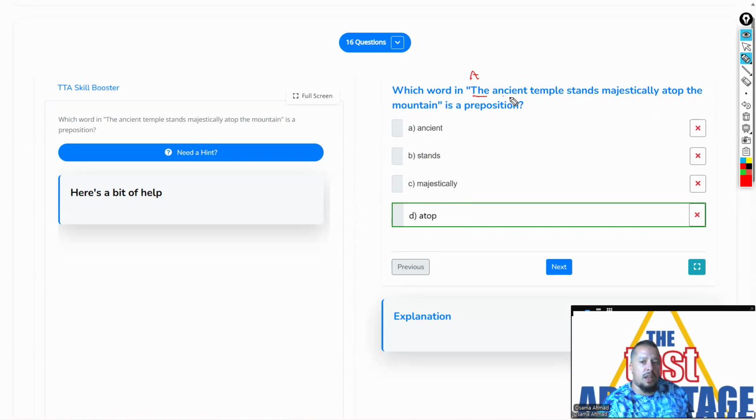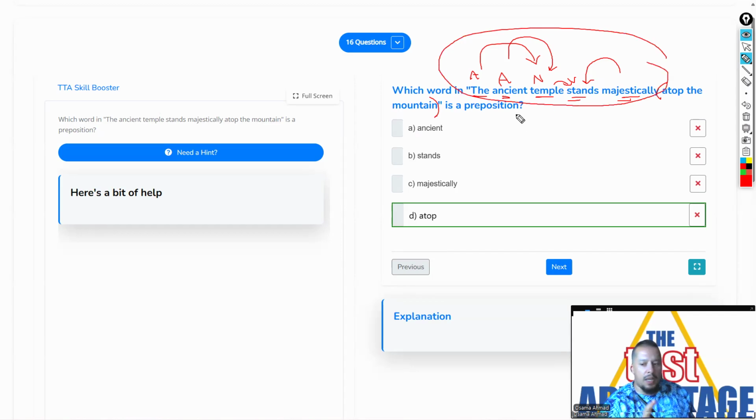Look at the sentence. Ancient is an adjective. Temple is a noun. Do you see what the two adjectives do? They describe the noun. And stands is the verb, the action of the temple. And majestically is the adverb, it describes how. And atop the mountain tells you where they are. It describes the whole sentence. So you see how everything in the sentence must be connected.